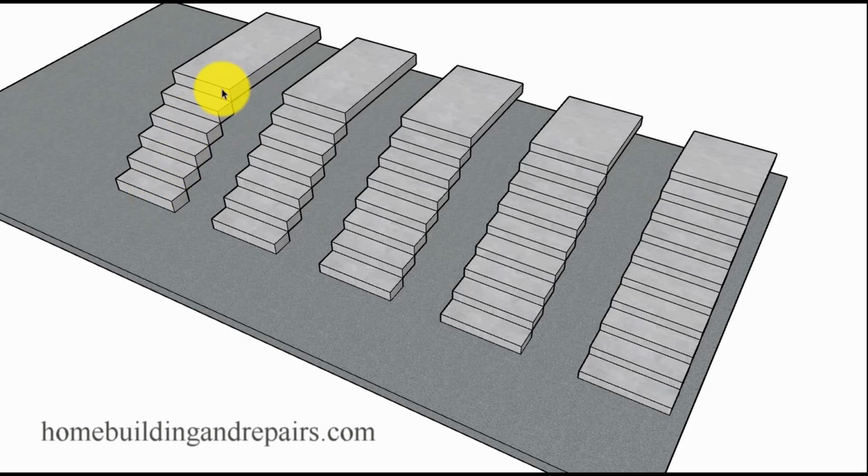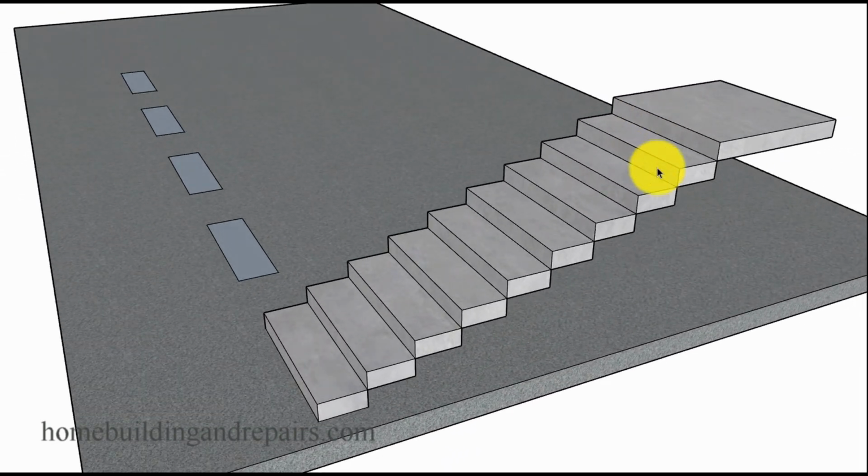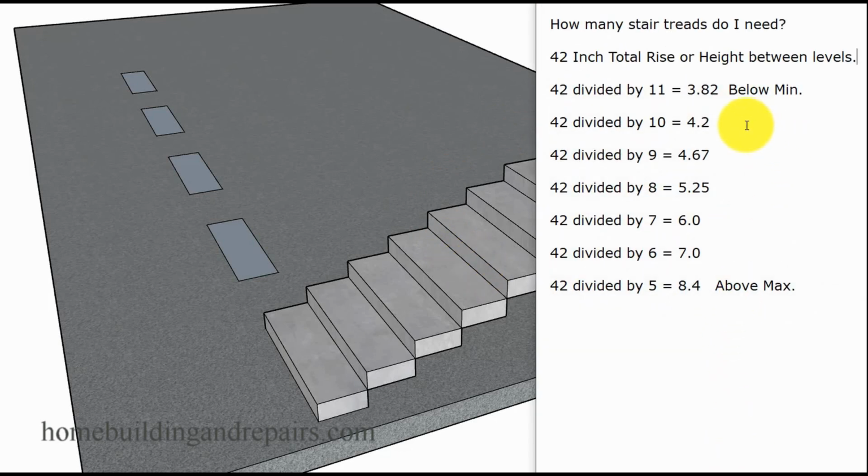We have 5 steps and 6 risers. 6 steps, 7 risers. 7 steps, 8 risers. 8 steps, 9 risers, and 9 steps, 10 risers. Let's go ahead and take a look at them one at a time. If we divide the number 10 into the overall height, which is 42 inches for this particular example, that will provide us with a 4.2 inch riser height. 10 risers, 4.2.